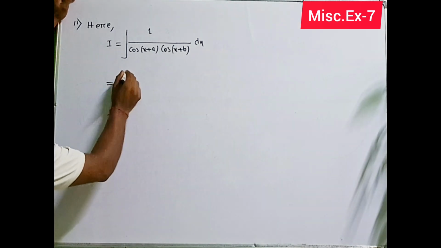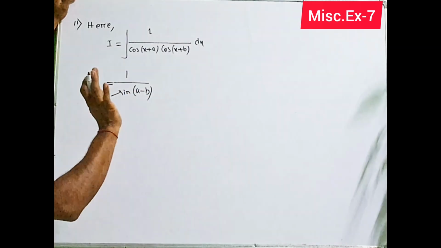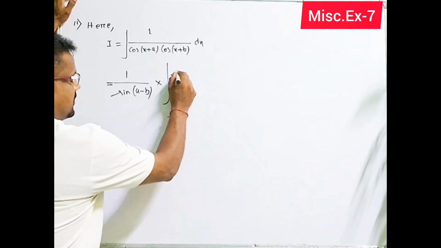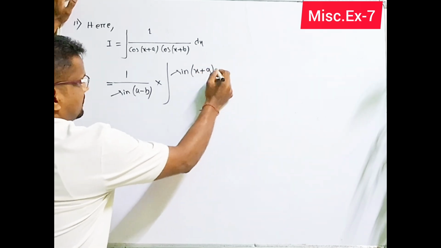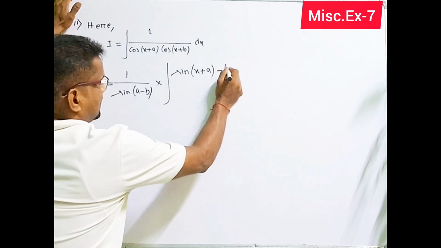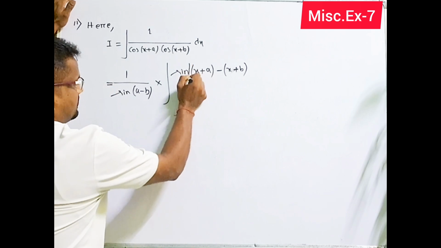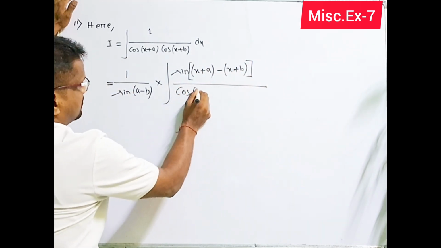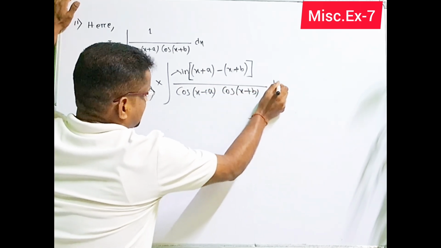What's the step? You have to take 1 by sin of a minus b, which is a number or constant independent of x, into integration. Then here let me write sin of x plus a minus x plus b. This arrangement you have to remember. Cos of x plus a, cos of x plus b as it is dx.